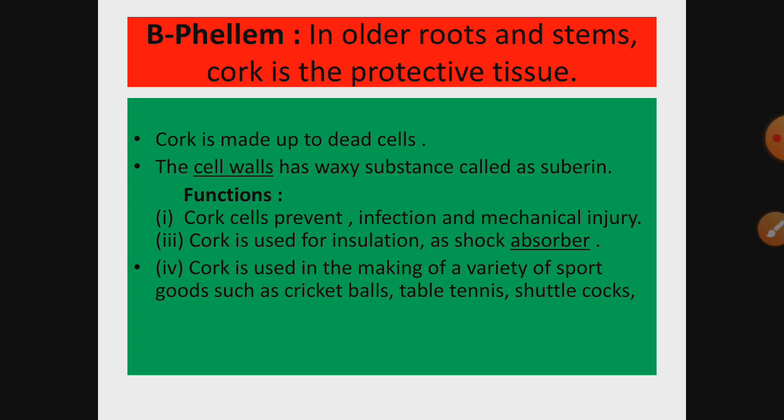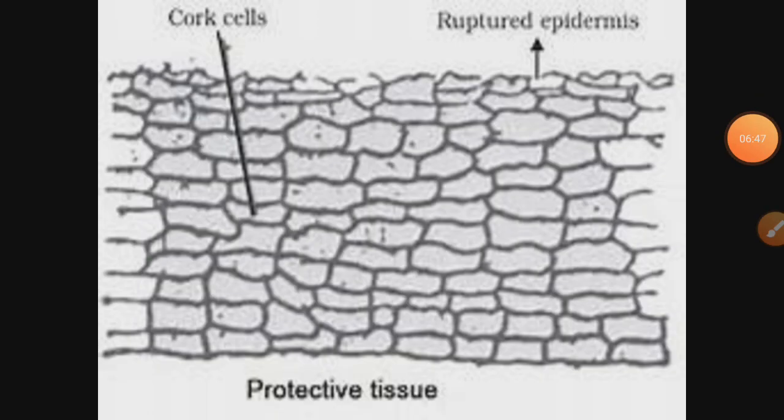I will show you the picture, then it will be quite clear to you. Cork is used in making a variety of sports goods also, such as cricket balls, tennis, table tennis and shuttlecocks. In the shuttlecock, at the base you must have seen that little soft substance. It is nothing but the cork of the plants. This is how it looks, protective tissue in older parts of the plant, multi-layered, and at places it is ruptured also.